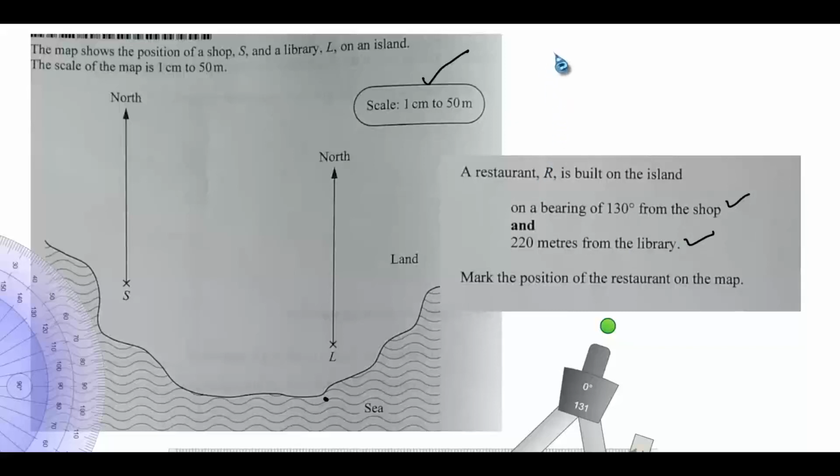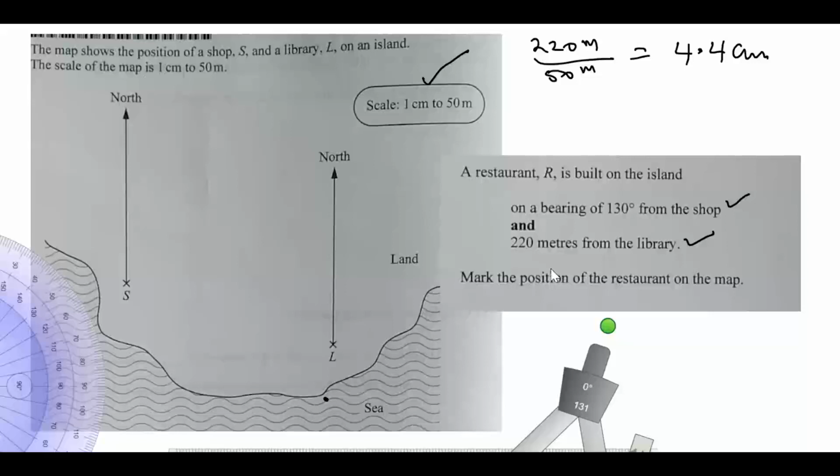220 meters, so on the scale will be what? It will be 220 meters divided by 50 meters. If you take the calculator and punch this, it will give you 4.4 centimeters. So that means the 220 meters in real life will be 4.4 centimeters on the map.